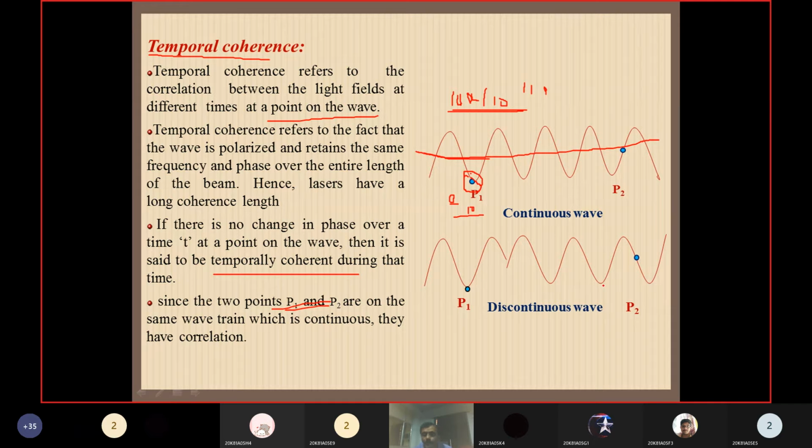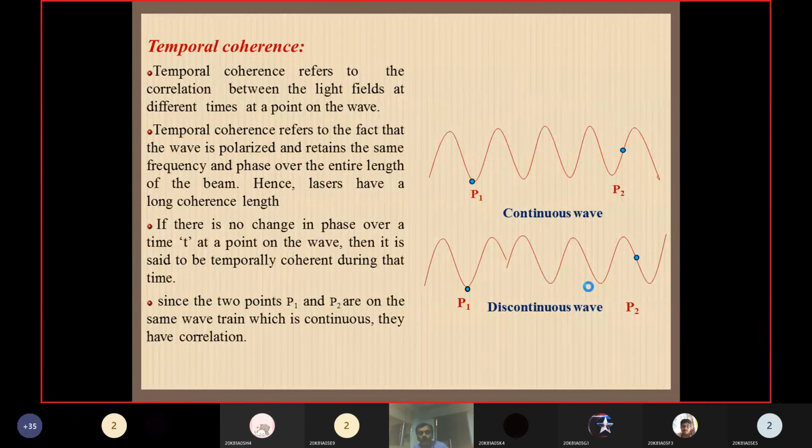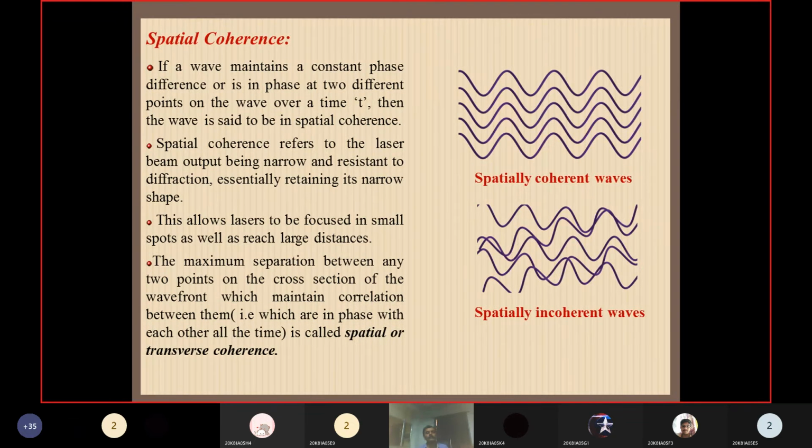Discontinuous waves are not temporally coherent. Okay, now spatial coherence. If a wave maintains a constant phase difference, or is in phase, at two different points on the wave over a time t, then the wave is said to be spatially coherent.